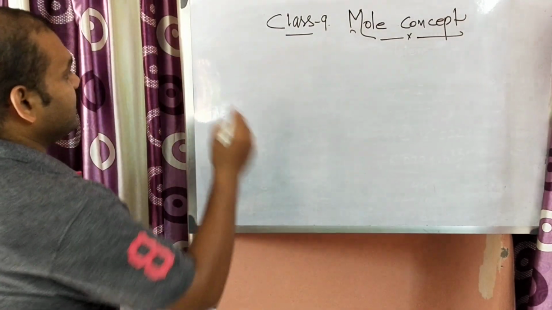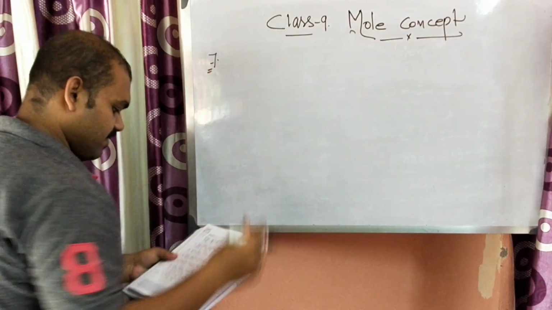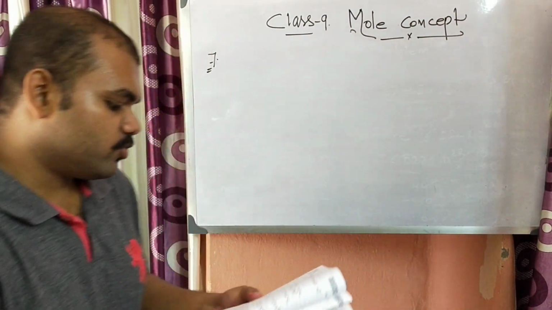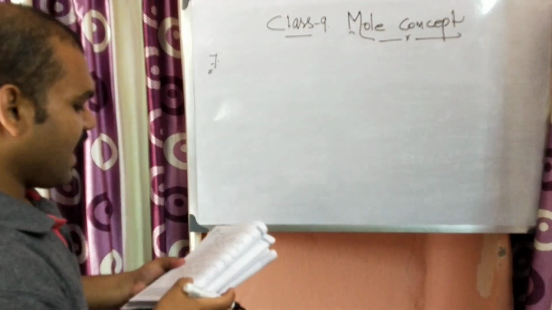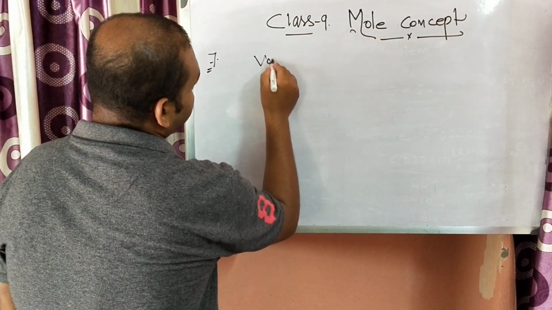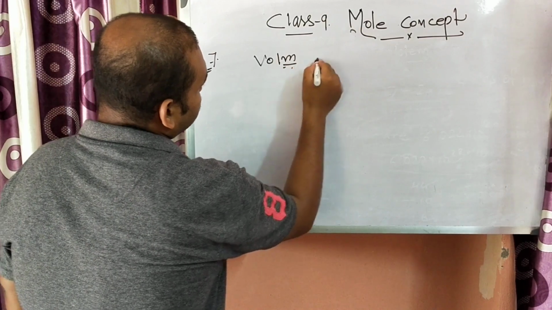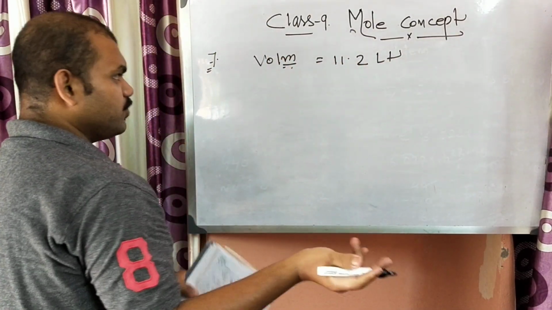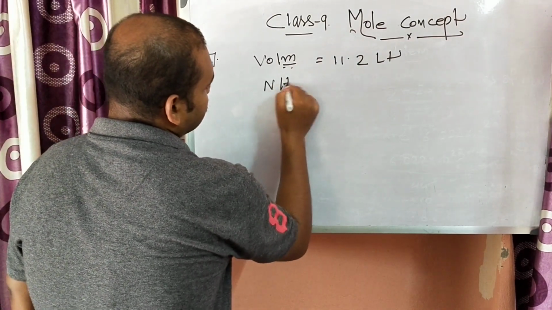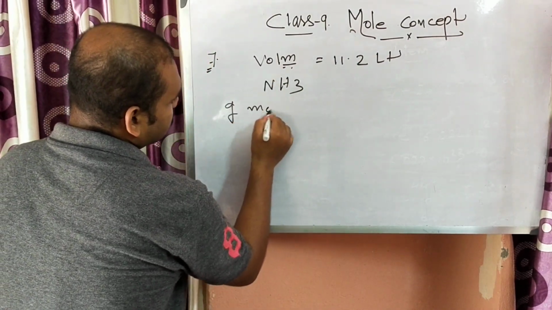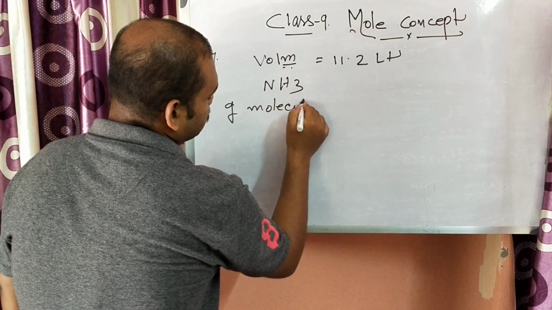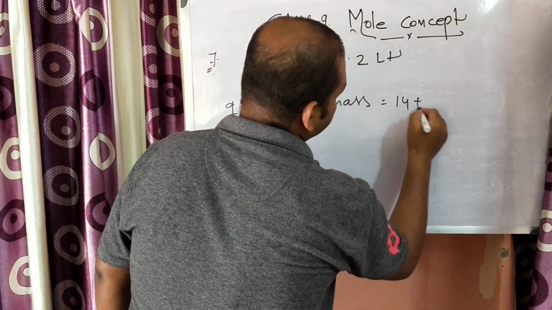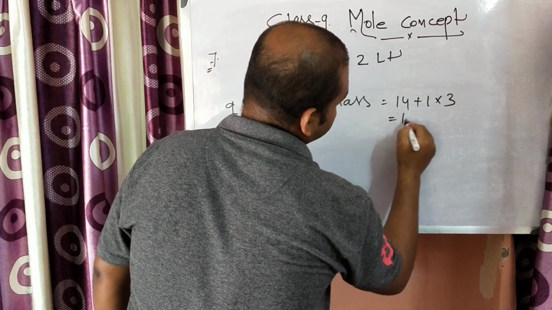What is the next problem? 7. What is the mass of 11.2 liter of NH3 at STP? So volume is given, 11.2 liter, and we need to find out the mass. So NH3, what is the gram molecular mass? N 14, H 1 into 3. So it is 17.